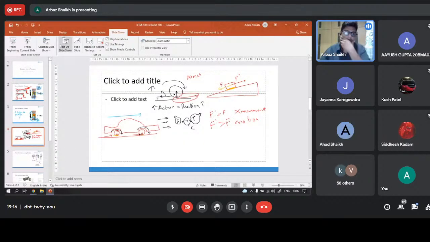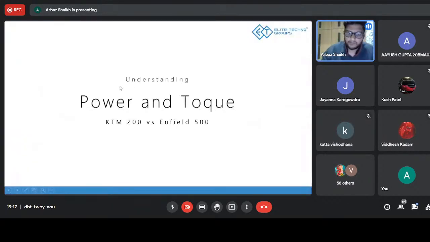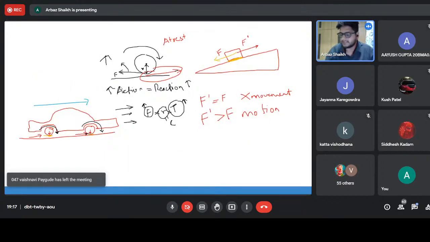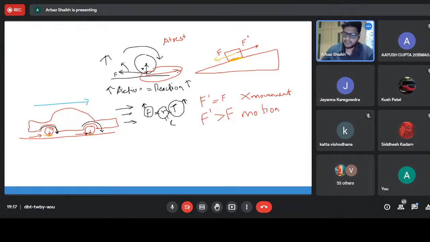Okay, so moving on to the power. Now we were talking about torque and how torque affects the vehicle. Now let's say the vehicle is in motion. What do you need out of a vehicle then? When you want to go at a higher speed, you need higher rotation of your engine, and that's where the power comes in.